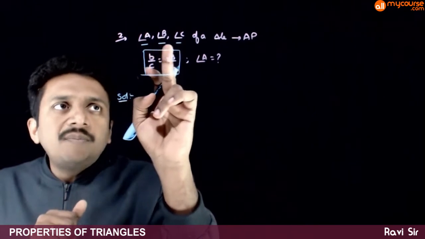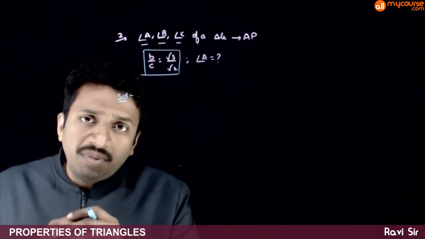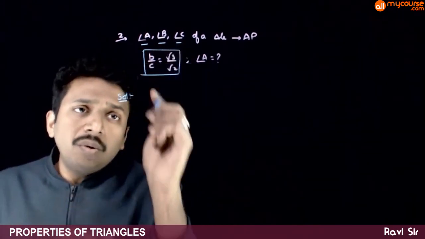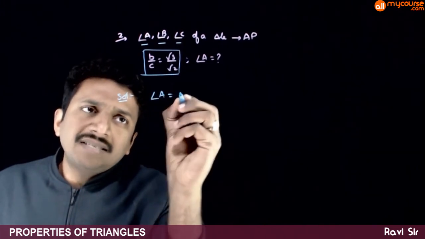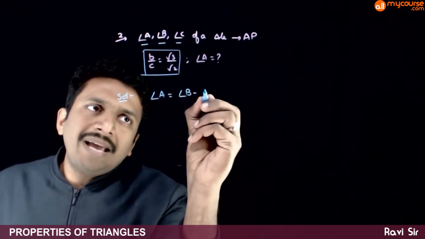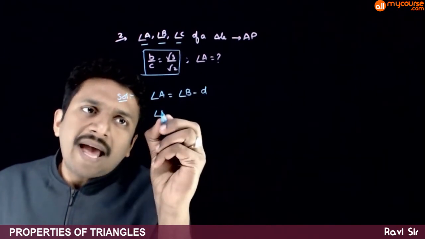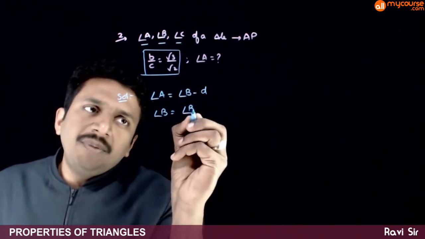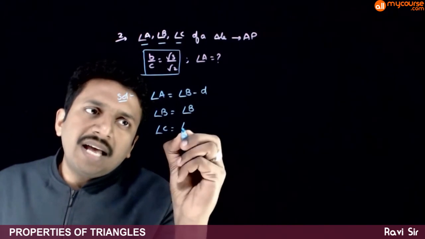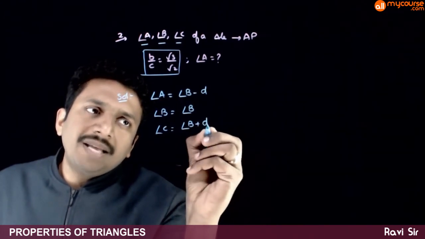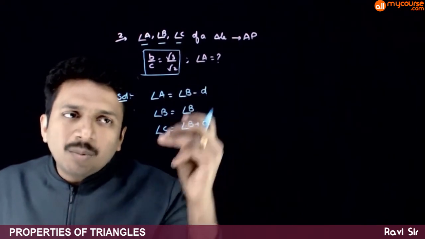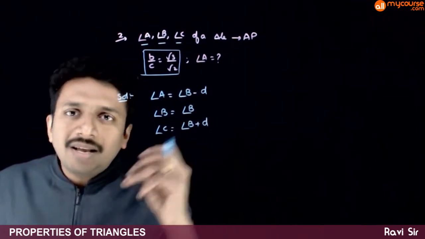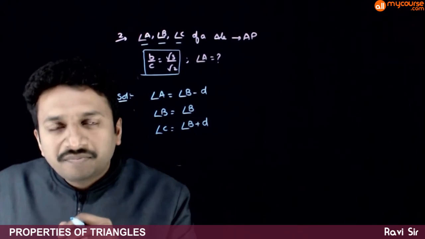So angle A, angle B, angle C are in AP. So can I write angle A as angle B minus some d? So angle B can be written as angle B itself. Angle C can be written as angle B plus d, right? A has to be equal to angle B minus some common difference. C has to be equal to angle B plus some common difference.